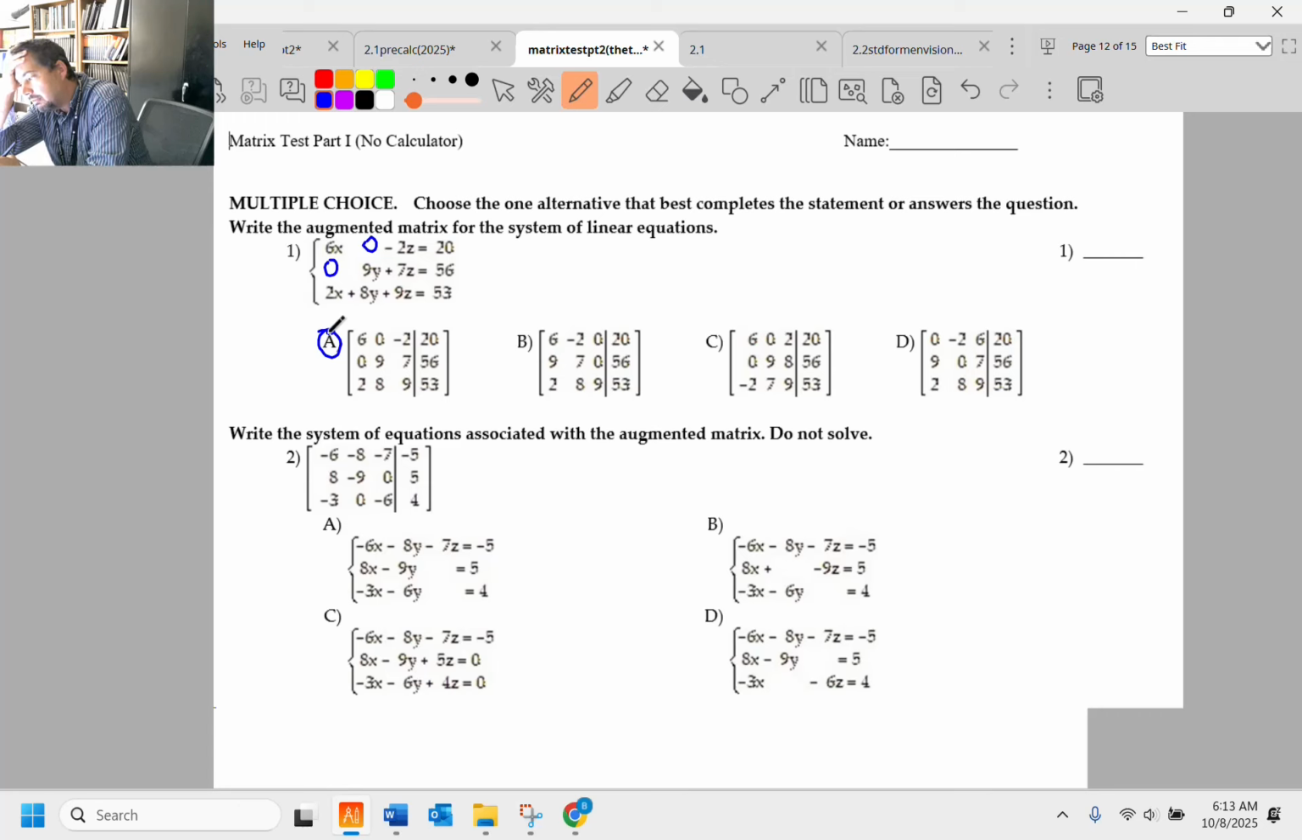All right. I want to say 2. I don't think I've graded a quiz where it's been missed yet, but I could be wrong on that. And we're just going to look at the coefficients here. -6, -8, -7, -5. Doesn't do me a lick good. 8, -9, nothing, 5. Okay, so this one's off.